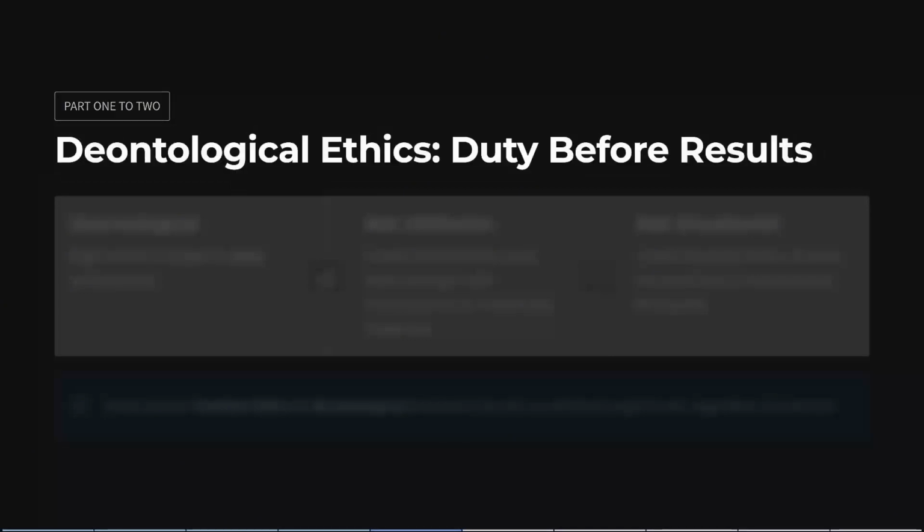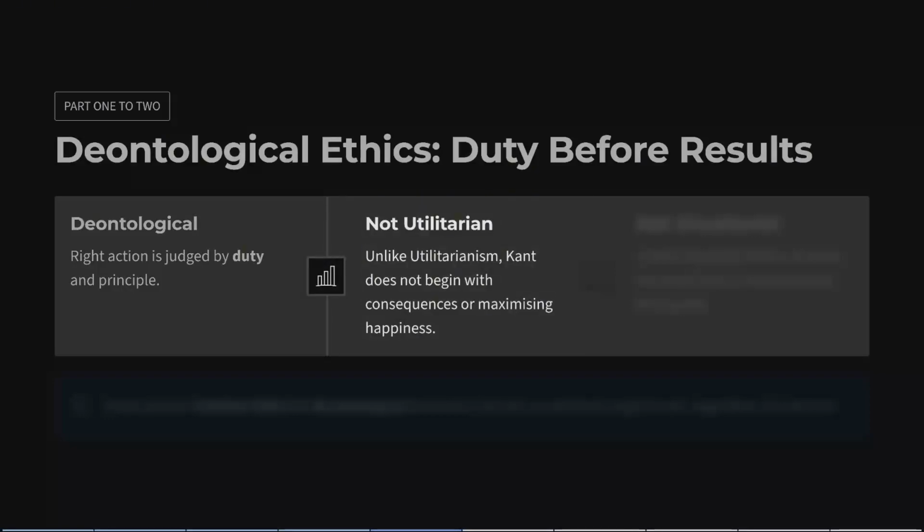Kantian ethics belongs to the tradition philosophers call deontological ethics. And that's from the Greek word deon, meaning duty or obligation. And the defining feature of deontological ethics is this: the rightness or wrongness of an action is determined by the nature of the action itself and the principle behind it, not by its consequences or its outcomes. And this places Kant in direct and deliberate contrast with both utilitarianism and situation ethics. And understanding this contrast is essential for your essays in all three of the exam boards.